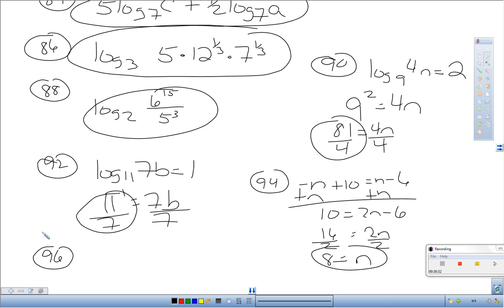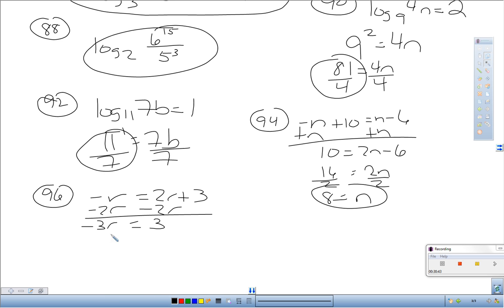For 96, the logs are going to cross out again, so that'll leave me negative r equals 2r plus 3. So I'm going to subtract 2r from both sides. That'll give me negative 3r is equal to 3. And then divide by negative 3, that'll give me r is equal to negative 1.